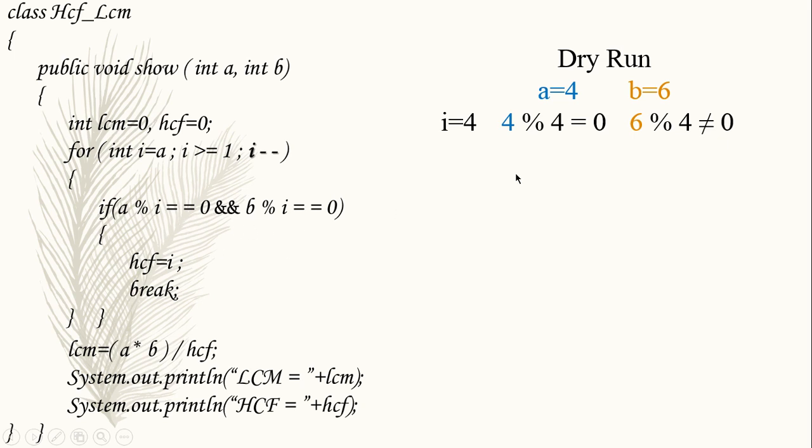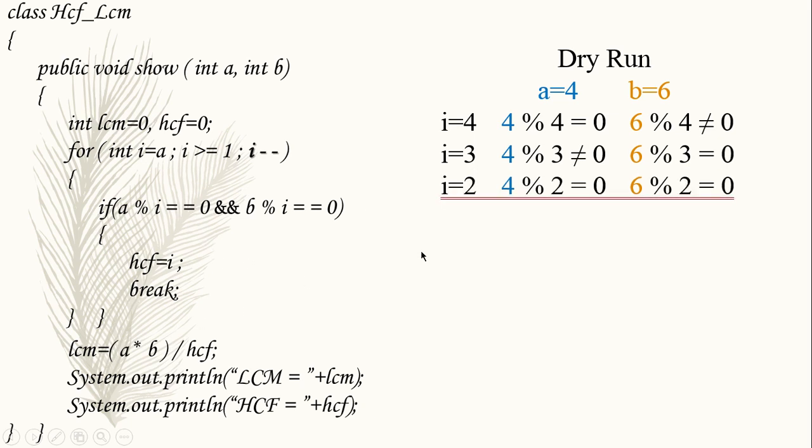So the next iteration will start. So i value is 3. So 4 is not divisible by 3 but 6 is divisible by 3. So we are having one true value, one false value. So the overall result in case of AND operation is false. So this again won't execute.